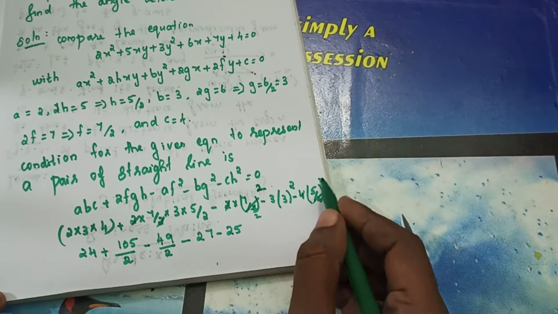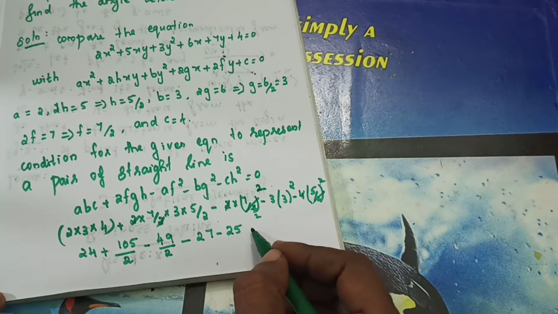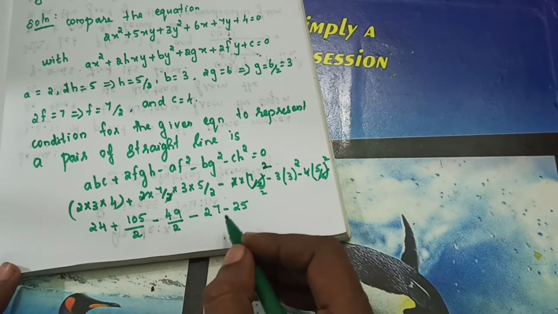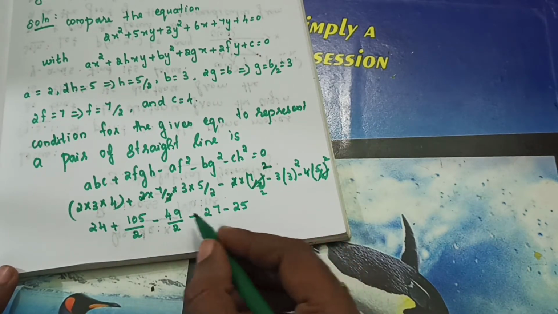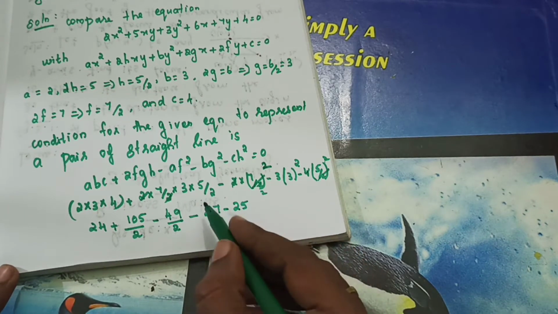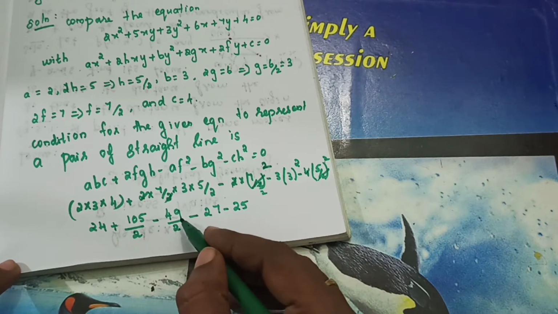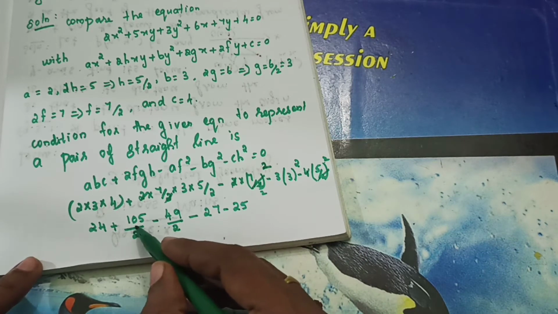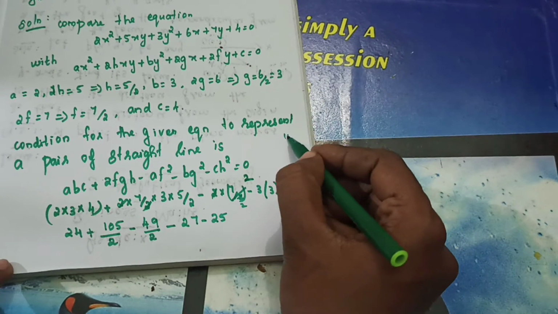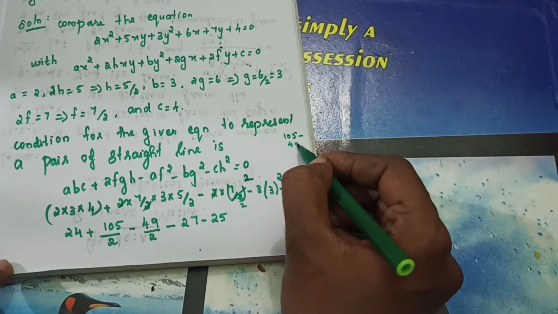So 4 and this 2 square will get cancelled. So 25. So simplify this one. So how much you will get? Whole numbers, everything together. So how much you will get? This 2 you can add it, subtract it. So 105 minus 49.